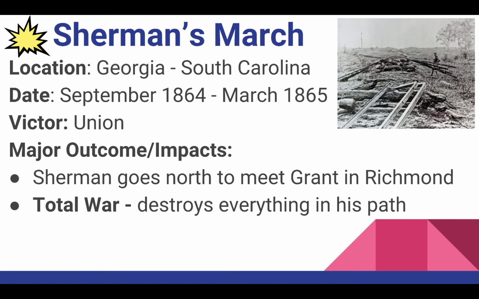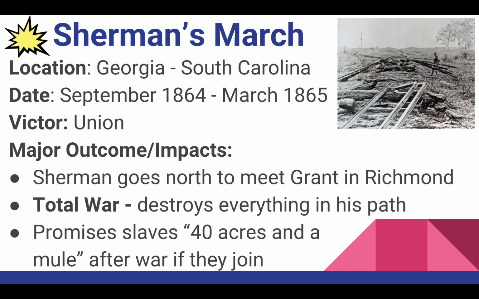He uses total war, a strategy he learned about in Global, where he destroys everything in his path, from towns, houses, crops, stores, supplies, food, even railroads, as you see in this image. They bent the tracks so they could not be fixed without replacing parts. And he also promises on his march slaves 40 acres and a mule after they win if they join his army. This becomes a policy in the Homestead Act, too, with 40 acres and a mule. So don't forget that phrase. It comes back later on.